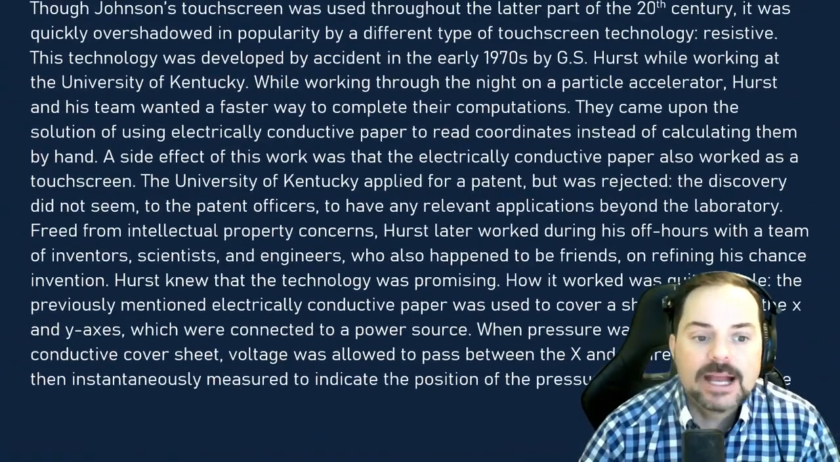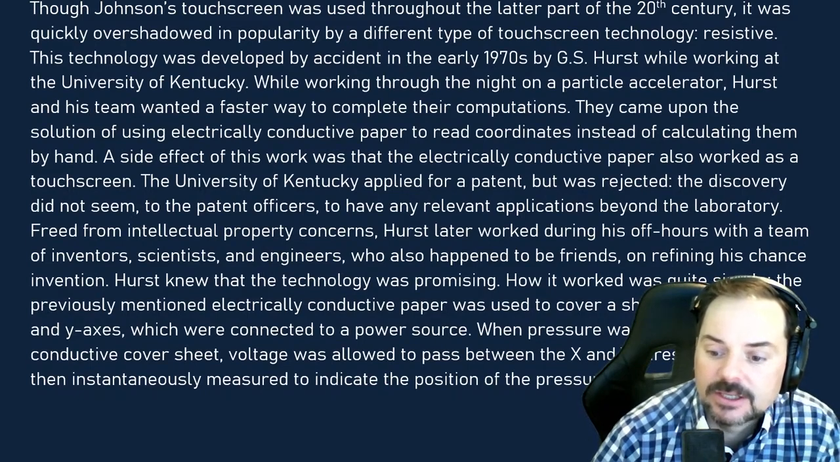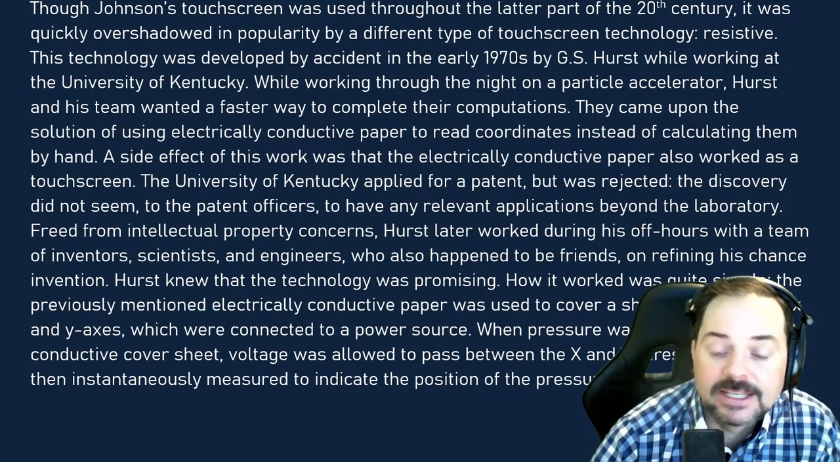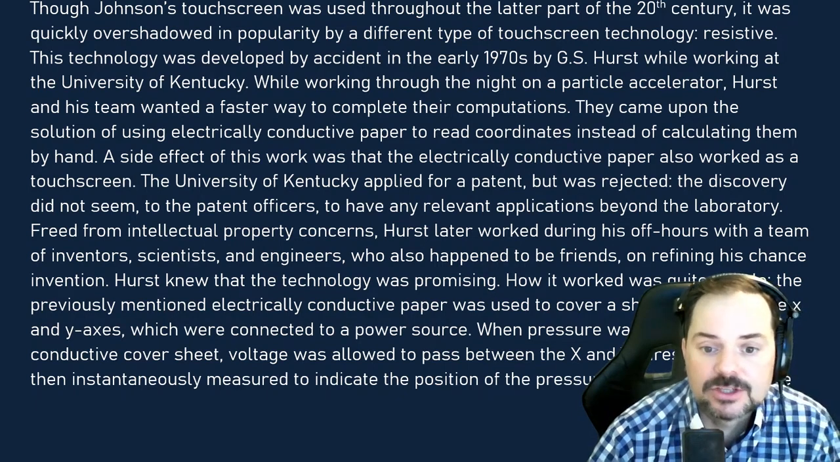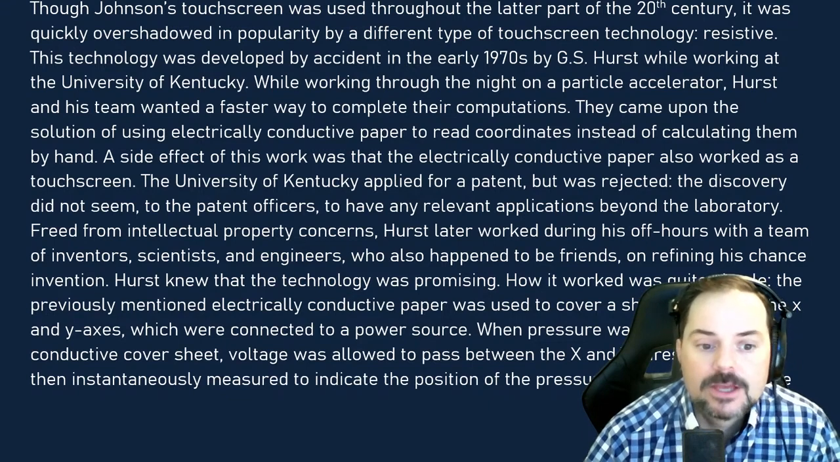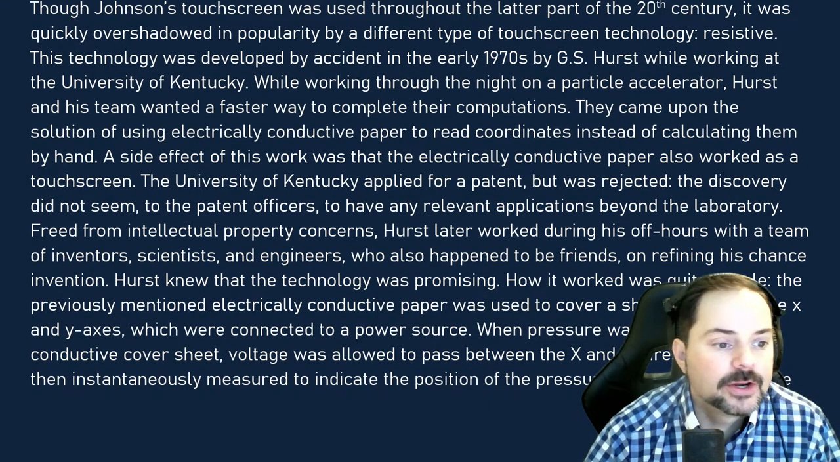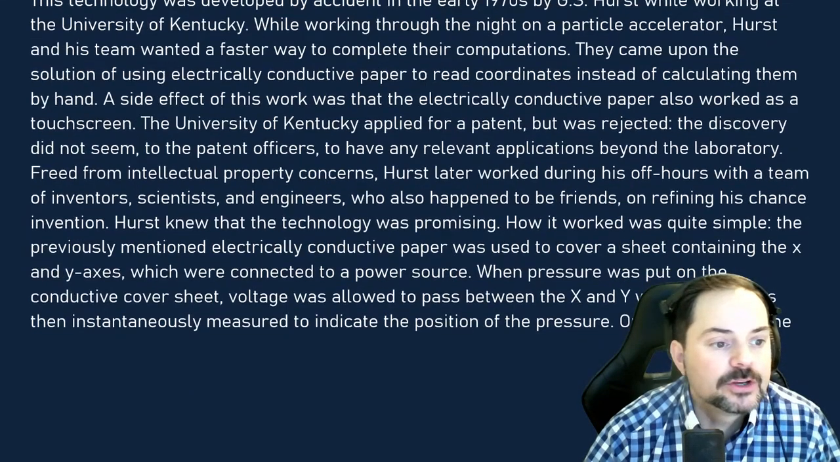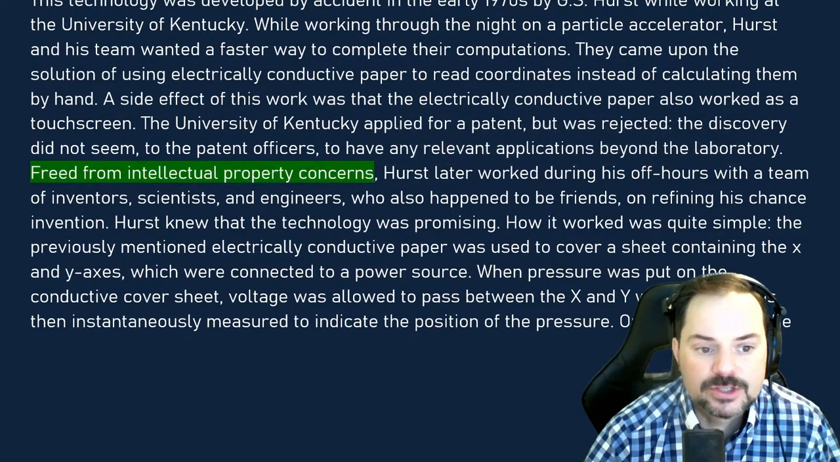And if we go back and check, we'll find very soon that Dylan and Amra and Fuong in the chat have identified correctly the answer. It's intellectual property. Okay. So here, let's see. Somewhere, yeah. So here you can see it. Freed from intellectual property concerns.